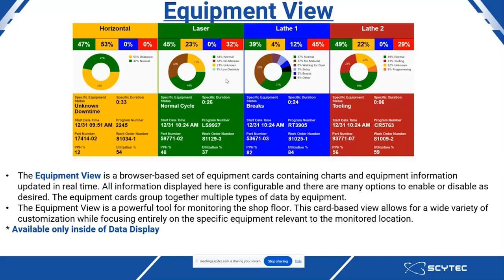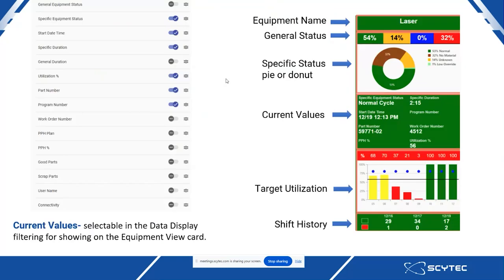This card-based view allows for a wide variety of customization while focusing entirely on the specific equipment relevant to the monitored location. And this should be of note for those of you that are either long-time or somewhat new Data Exchange users that the equipment view is only inside of the mobile and browser-based data display reporting tool. So what makes up a card inside of the real-time viewer?